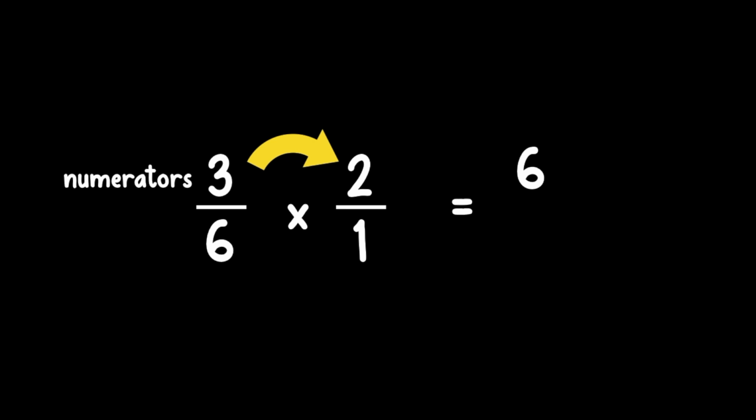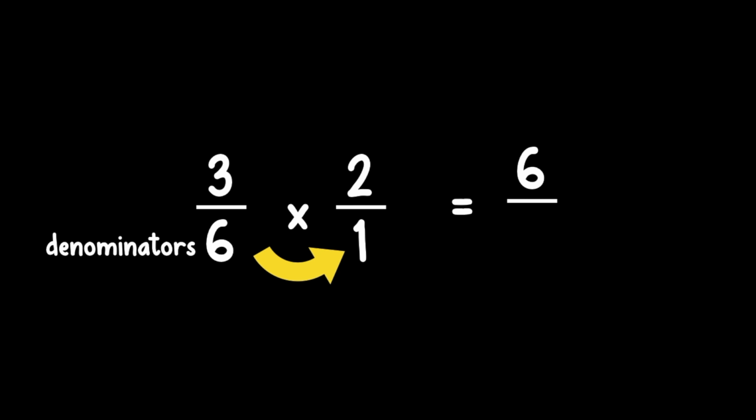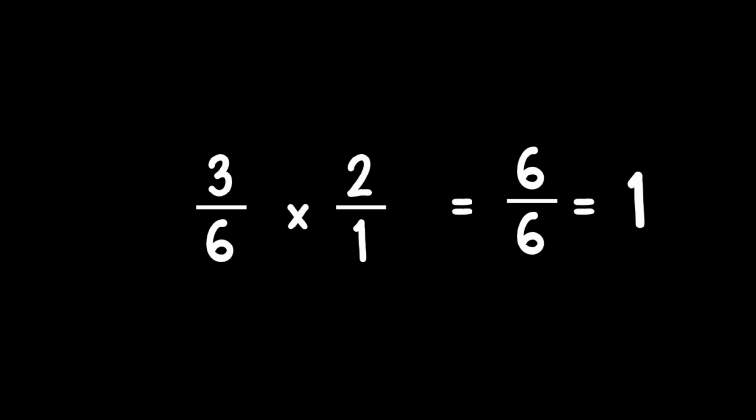Multiply the numerators together. 3 times 2 is 6. And then multiply the denominators together. 6 times 1 is 6. 3/6 times 2 over 1 is 6/6, or 1 whole, because that one's easy enough to simplify.